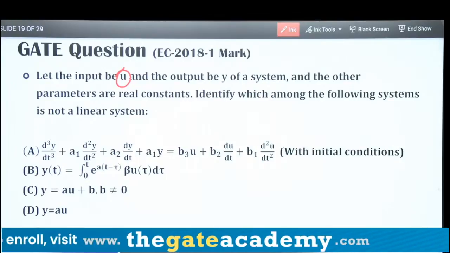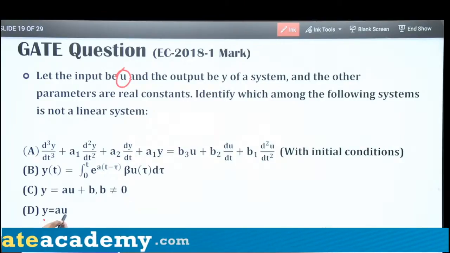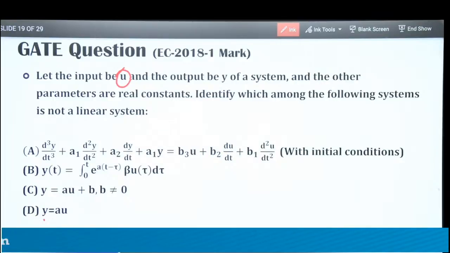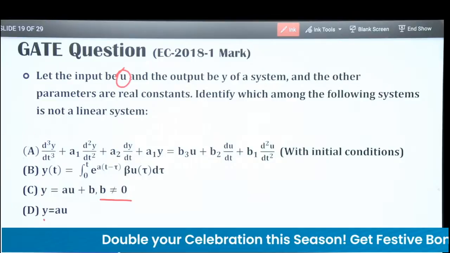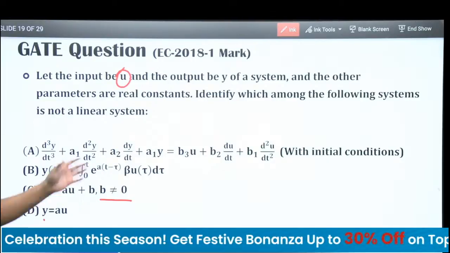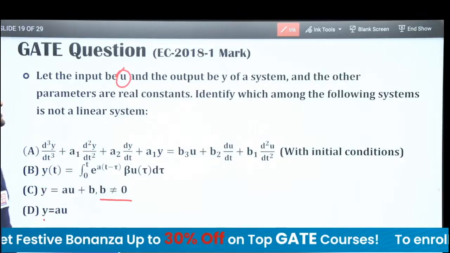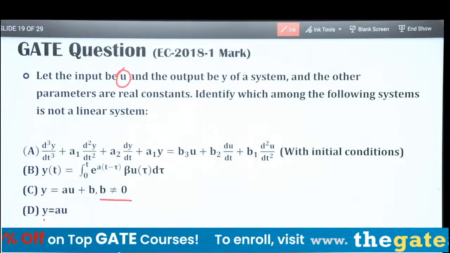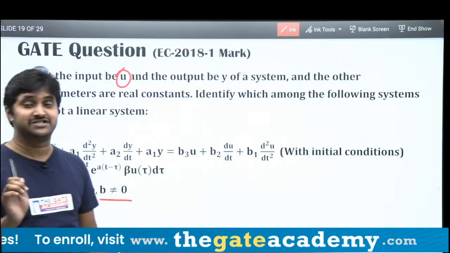We already know that y of t is equal to a into x of t is a linear system, and we already know that y is equal to a into x of t plus b is a non-linear system, especially when b is not equal to 0. The question is only to find out what is a non-linear system, isn't it? The question is not to find out what is a linear system.